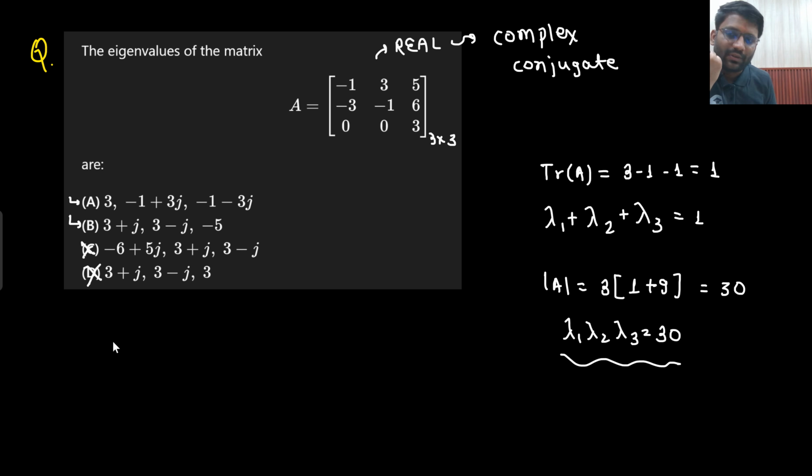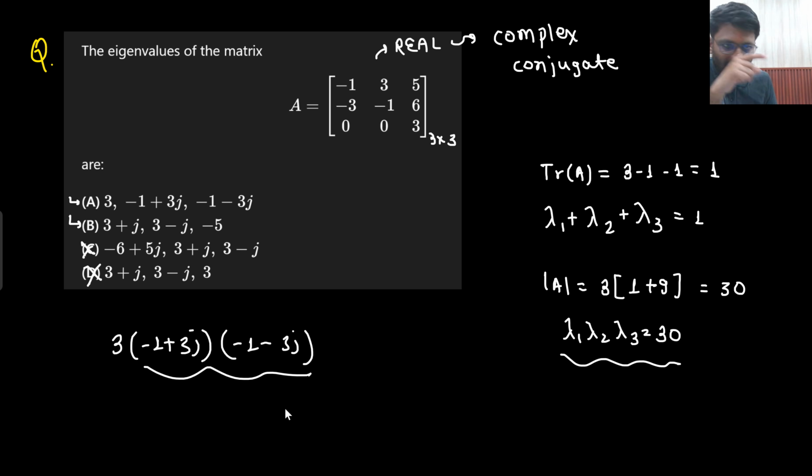Multiplication of eigenvalues: 3 multiplied with -1 plus 3j, multiplied with -1 minus 3j. What will be the multiplication of these two? a square plus b square. What is the value of -1 square? That will be 1. Plus what is the value of 3 square? That is 9. Multiply with 3. So what is the answer you are getting? 30. That means yes, this can be one of the possible answers.